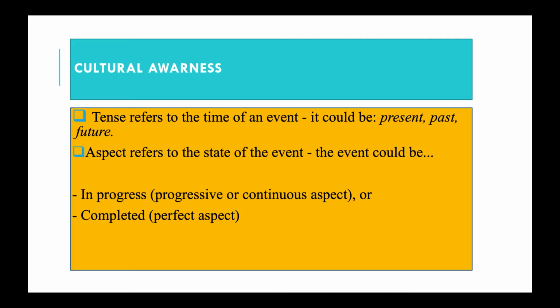And there is cultural awareness. The English tense system is always complicated to learn because it has different forms of verbs depending on the time of action. In English, tense and aspect are two things which are intertwined. Tense refers to the time of an event. It could be present, past, and future. And aspect refers to the state of the event. The event could be in progress, progressive or continuous aspect, or completed aspect.